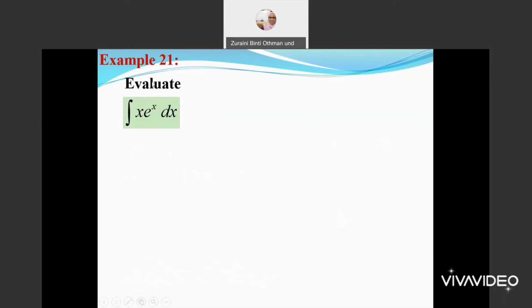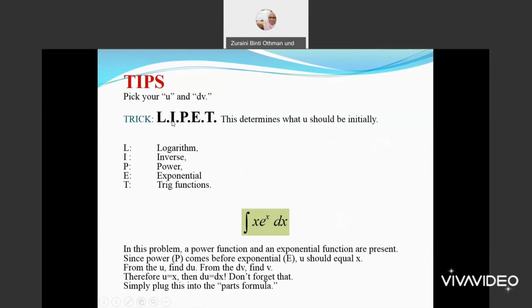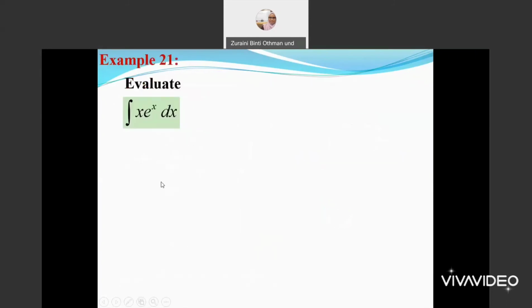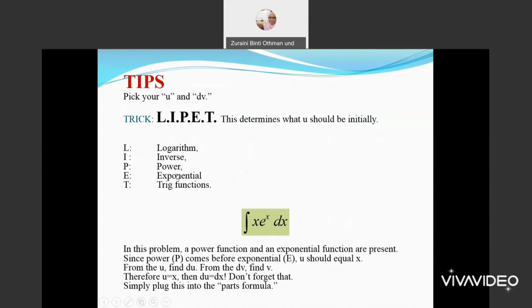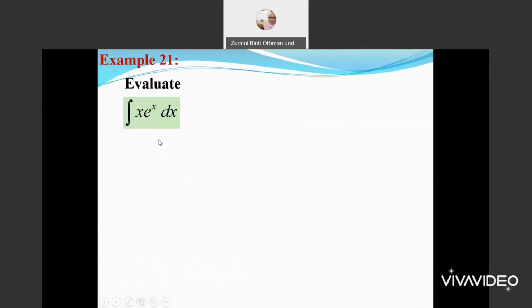Okay, so now here, by referring to the LIPET: log, inverse, power, exponential and trigonometric function. Okay, this equation. Okay, nampak tak kat sini? Power x kuasa 1 ialah power function, right? Power. Okay, exponent x ialah exponential function. Okay, so now by using this LIPET, power datang dulu kan? So sekarang power tu kita pilih dia sebagai u.